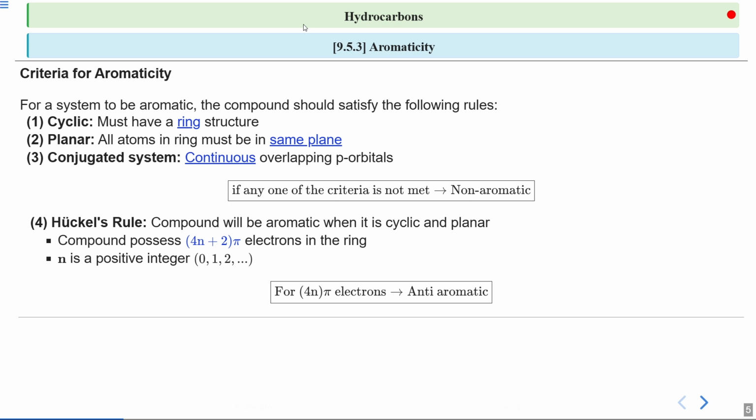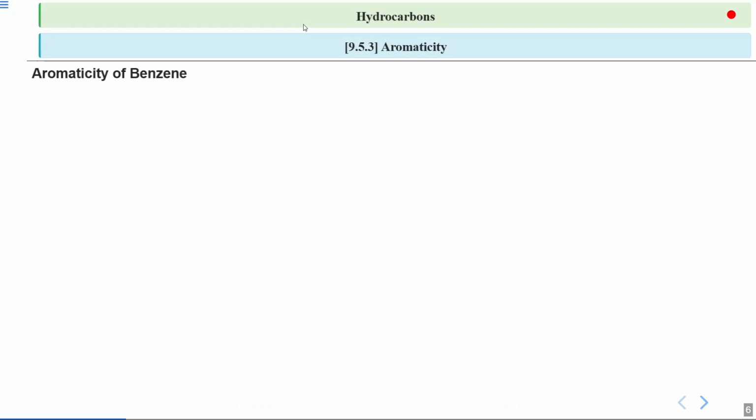So this wraps up the criteria for aromaticity. Remember, structure and electron count are both essential. So basically what is written here: if your compound is not following any of the first three rules, then it is non-aromatic. If it is following the first three rules and not the fourth rule, then it is anti-aromatic. And if it is following all of those four rules, then it is aromatic.